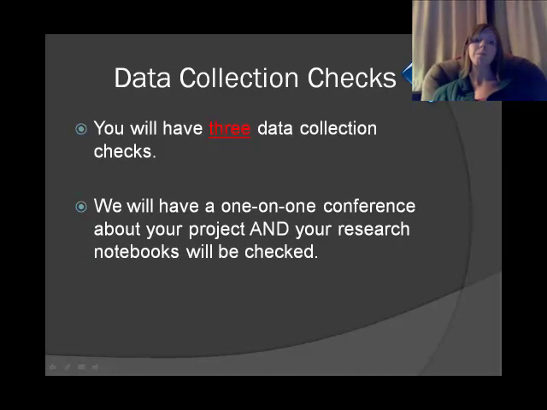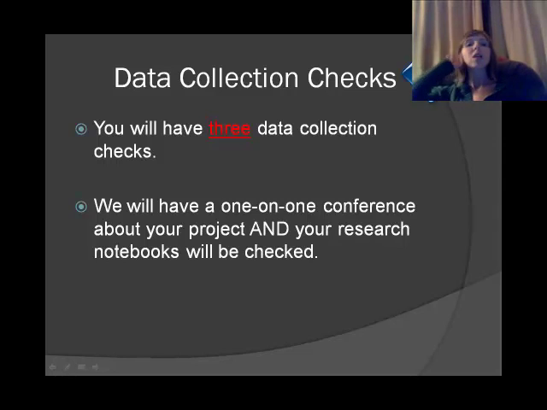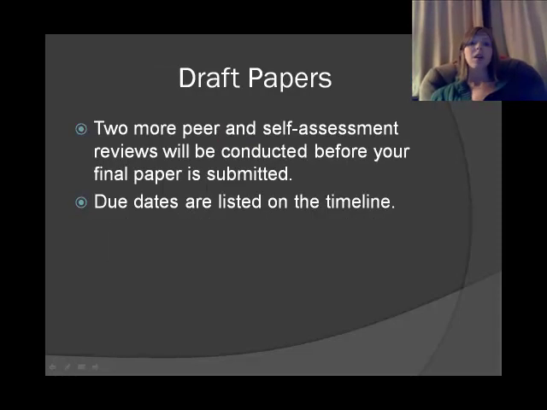This is one step. The data collection checks will be during second semester, so you'll actually have 3 data collection checks. And during that time, you'll sit down with me one-on-one. We'll conference about your project. We'll look at your physics research journal, which we'll talk about a little bit later. But we're really going to be working through the information that you've already collected. The draft papers, you're going to have 2 more peer and self-assessment reviews for those to make sure that your paper is really finalized. I don't want you to have to turn in something that hasn't been peer reviewed and checked. I want to make sure that you have all the information that you need. Okay, due dates for that are listed on the timeline.